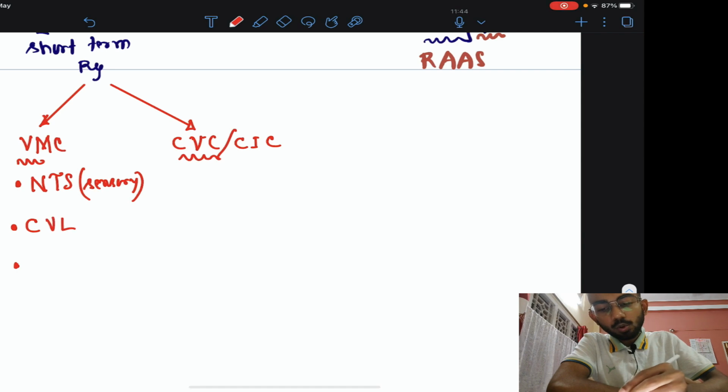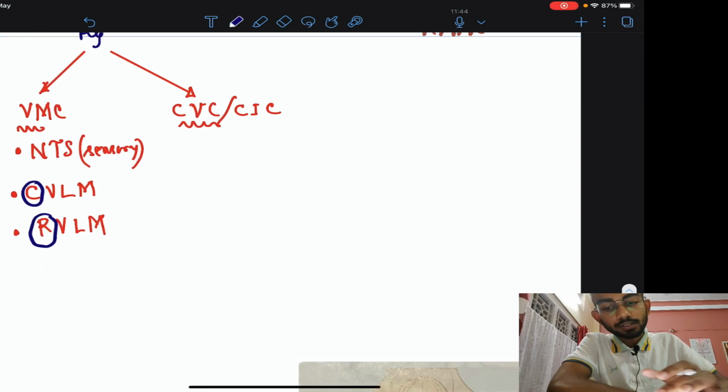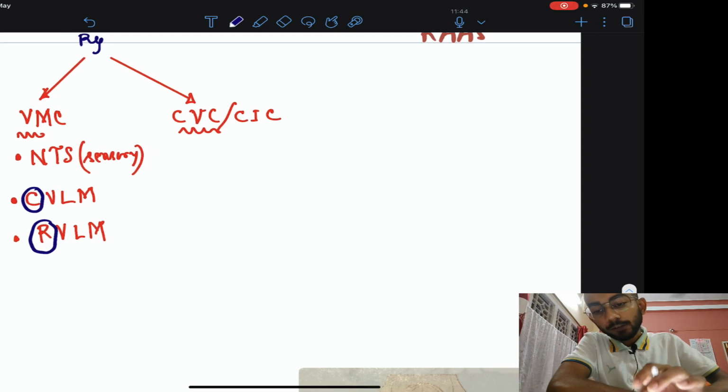Next we have the caudoventrolateral medulla. Caudo actually refers towards the tail, not towards the head. And the other one is what? Rostroventrolateral medulla. Rostro means towards the head and caudo means towards the tail, guys, okay. So the three components of the vasomotor center are number 1 nucleus tractus solitarius, number 2 caudoventrolateral medulla, and number 3 rostroventrolateral medulla, out of which the rostroventrolateral medulla is the most important one.